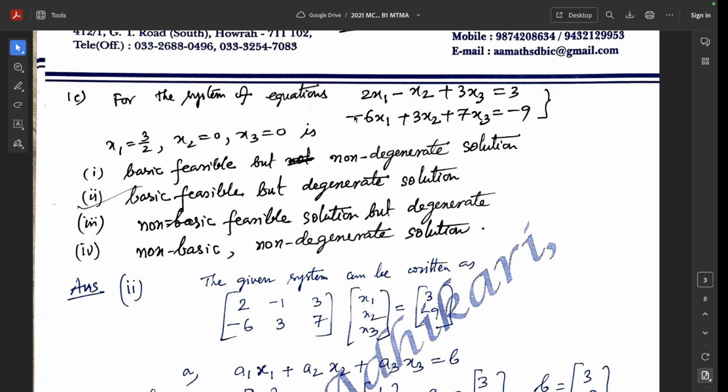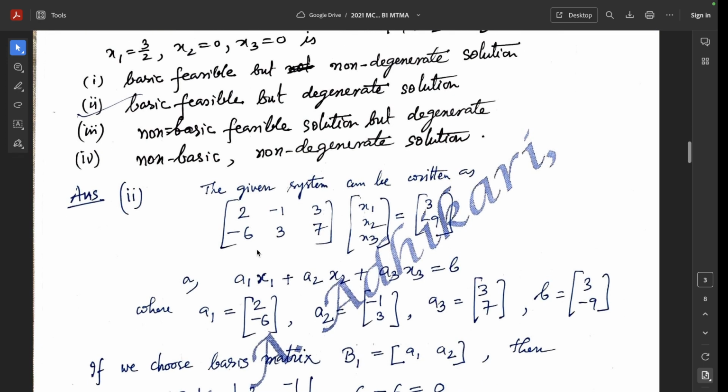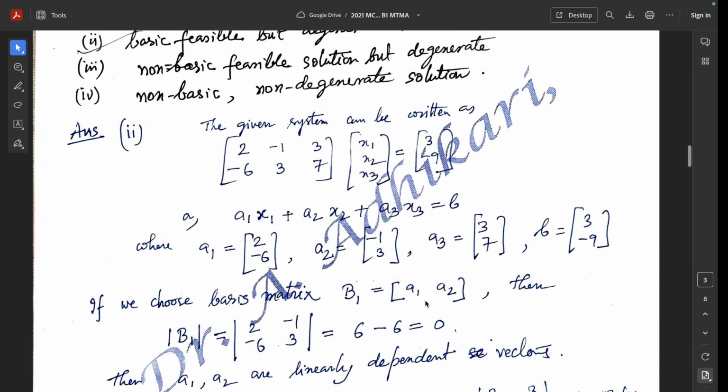The given system of equations can be written in matrix form. This is the 2 by 3 matrix with rows 2, -1, 3 and -6, 3, 7, this is the column matrix x1, x2, x3, and this is the constant terms column matrix, 2 by 1. Or a1 x1 plus a2 x2 plus a3 x3 equals b, where a1 is the column matrix (2, -6), a2 is the second column (-1, 3), a3 is (3, 7), and b is the constant terms column matrix (3, -9).